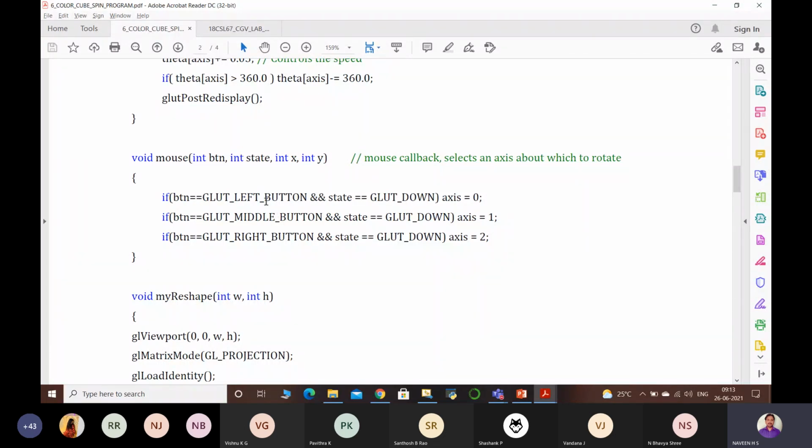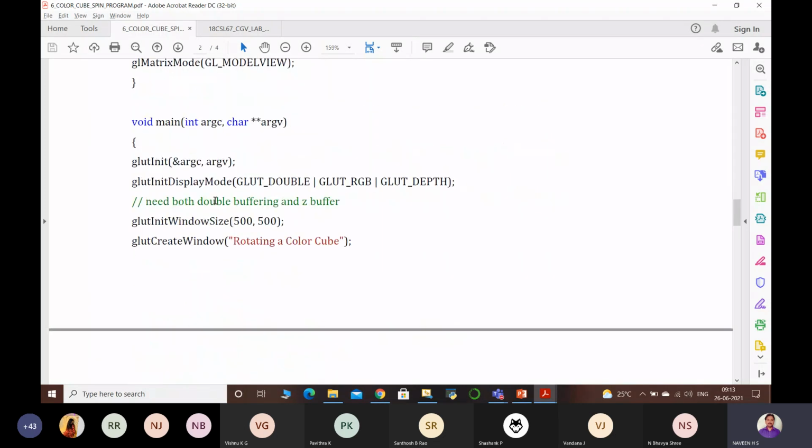So if button is equal to left button and state is equal to GLUT_DOWN, then axis is equal to 0. You can assign it to one axis, the x axis. So if it's the left button, I'm going to assign the left button to the x axis. Again, the middle button in your mouse, for that, some other axis. And the right button, we are going to assign to the third axis. Like this, we are going to interface our mouse to change the direction of the spinning of the cube. Okay, so this is the interface of your mouse function.